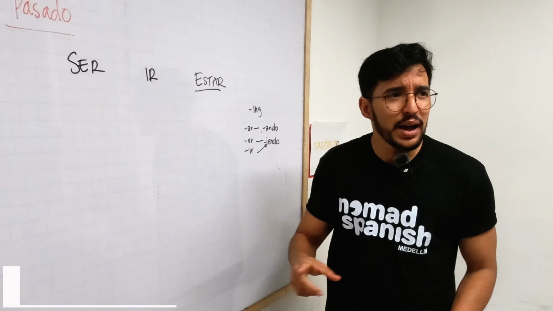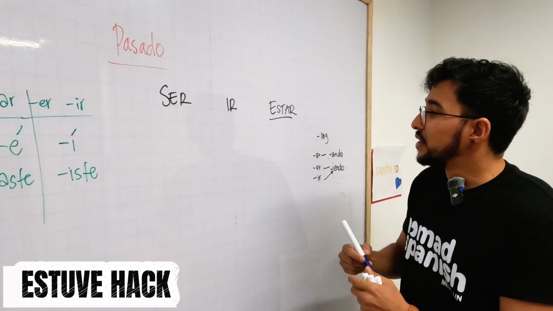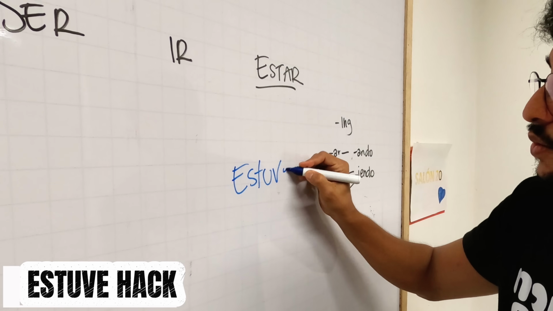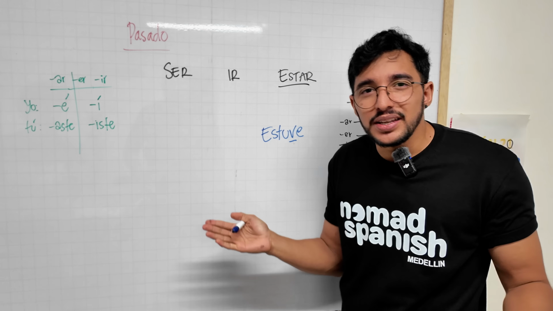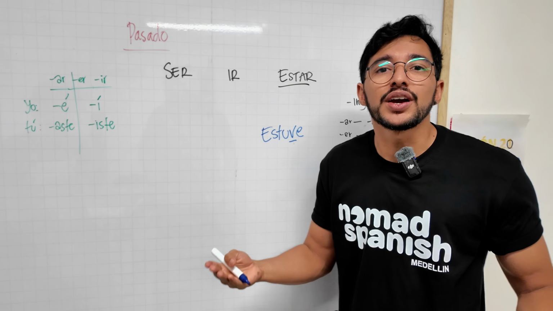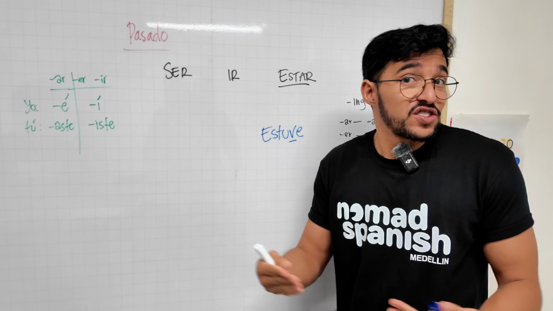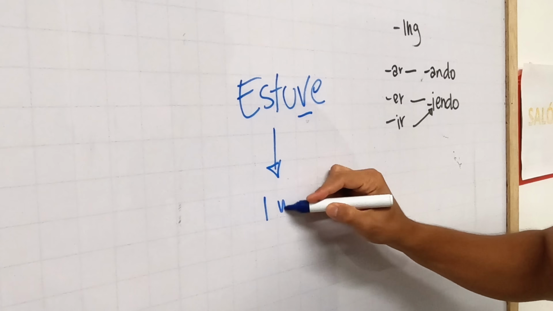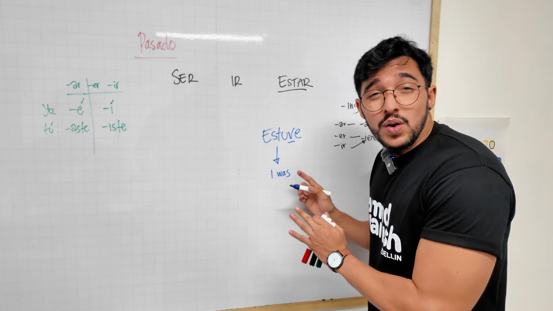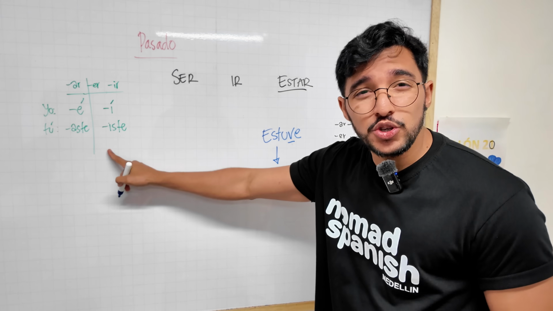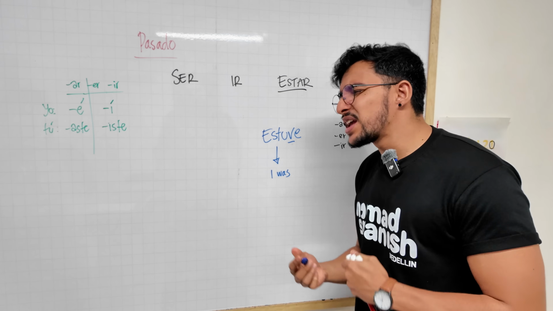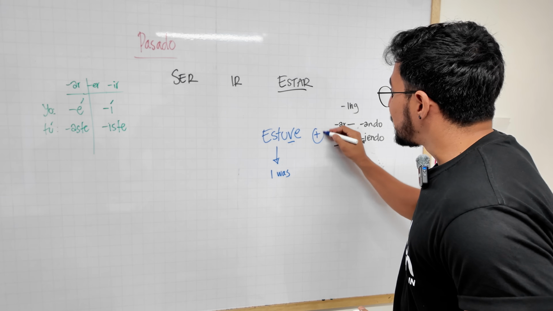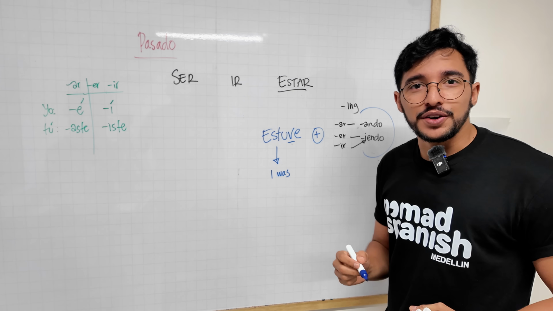So this is a cool hack because you only need to remember the word estuve. Remember this V, you can say it like B or V, we don't care. Estuve means I was. So when you want to say something in past and you don't know the conjugation, you don't know if the verb is regular or irregular, you can say only estuve plus the ing version of the verb.